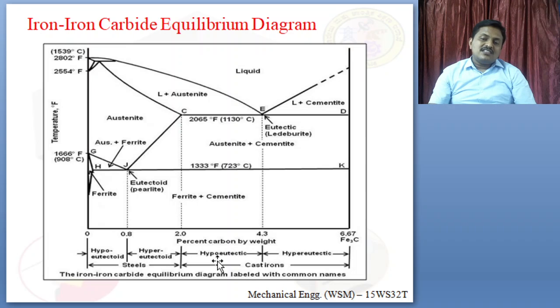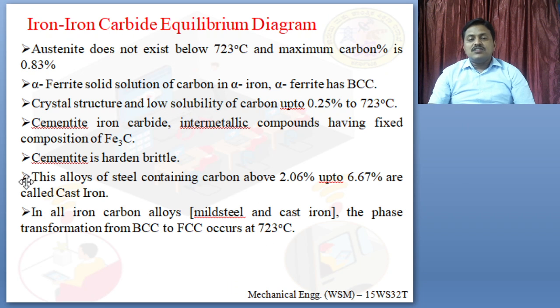So, the advantages of cast iron: it can be cast easily. Any complicated shapes can be cast easily, and it has a very good lubrication property. That is why it is used in lathe beds, and it gives a good finishing operation. Machining operations can be done easily on this material. So as I said, cementite is hard and brittle. Alloys containing 2.06 to 6.67 percent carbon are known as cast iron.